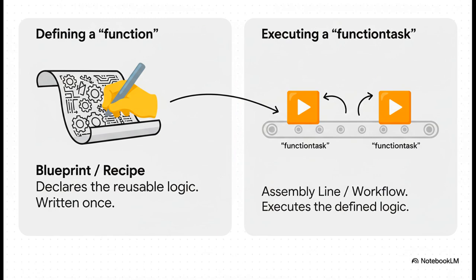So here's the simple way to think about this. You use the function keyword to write a piece of logic once, making it reusable. Then you use function task inside a rule flow to actually call and execute that function as a specific step in your process. Define it once, call it many times.